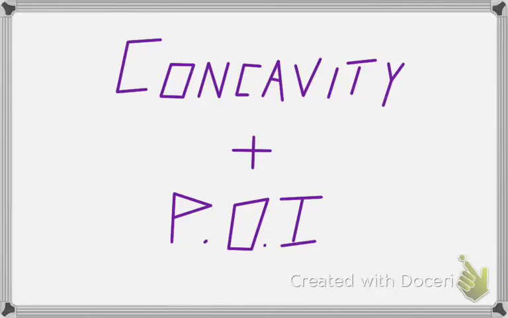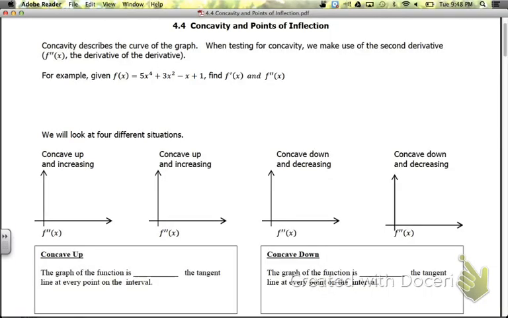Today we'll be looking at concavity and points of inflection. So to begin, let's talk about concavity. Concavity describes the curve of the graph, and when testing for it, we need to make use of the second derivative. Remember, the second derivative is a derivative of the derivative.